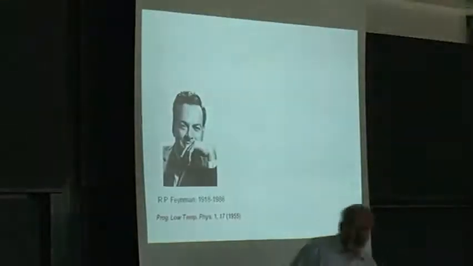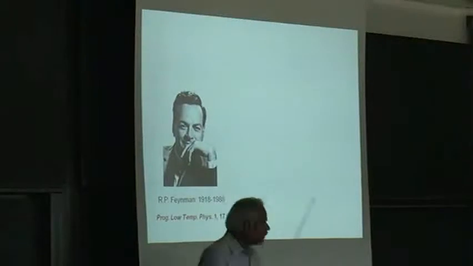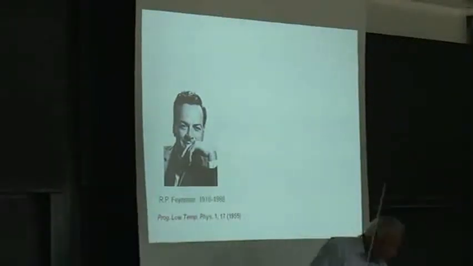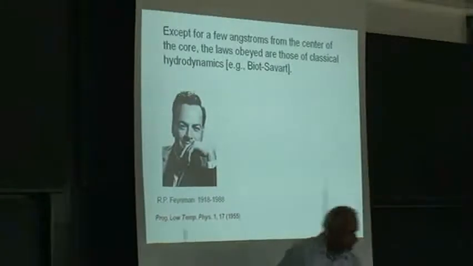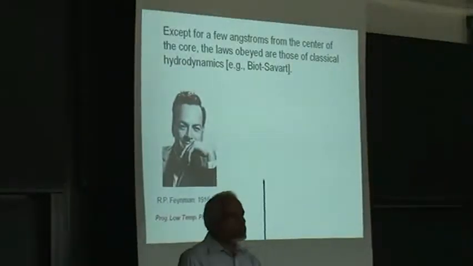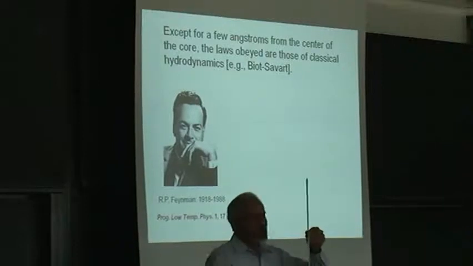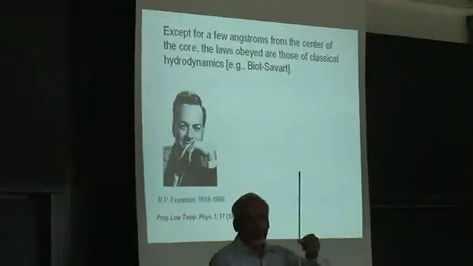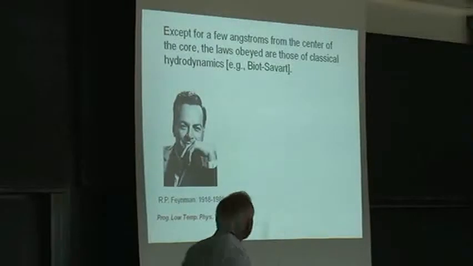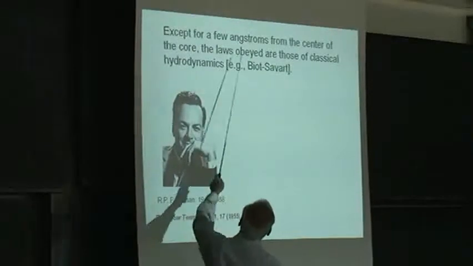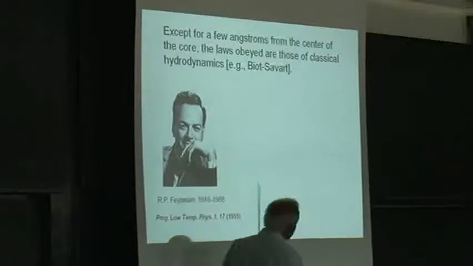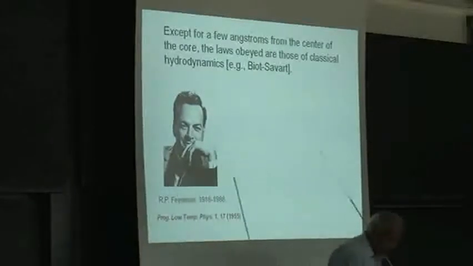So the real important thing is the notion advanced by Feynman, two points, in this beautiful article. The first thing was that he said, even though these vortices have quantum mechanical origin, if you go away from the vortices, only a few diameters from them, the dynamics is essentially classical. So he said, except for a few angstroms from the center of the core, the laws obeyed are those of classical hydrodynamics, for example, by yourself.